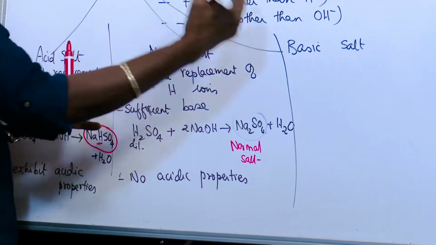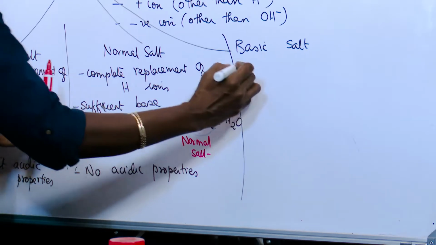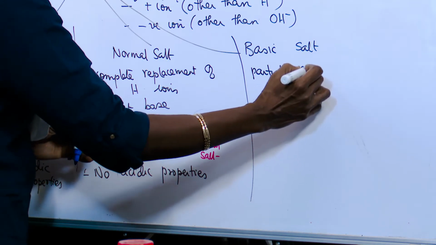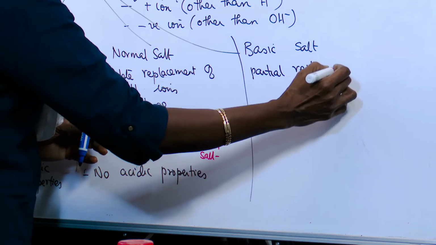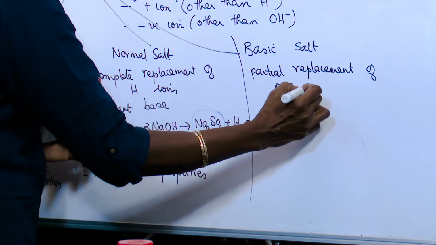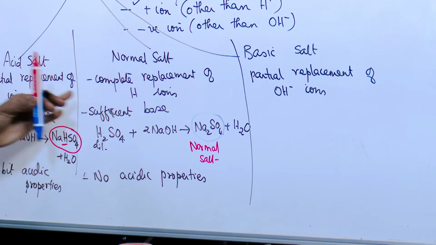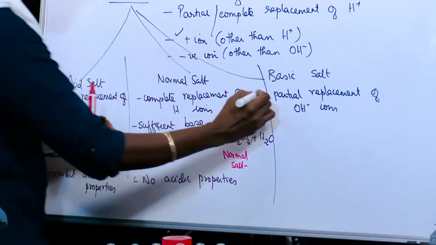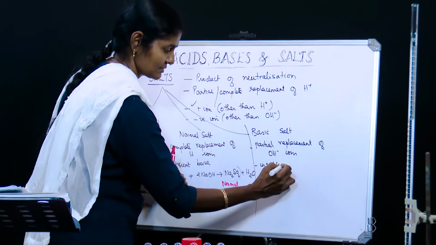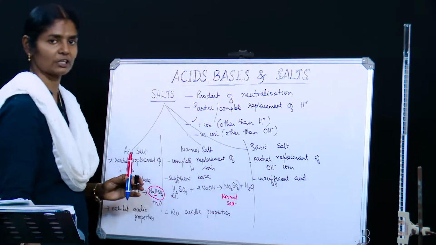This is partial replacement of hydroxyl ions. Okay, this is due to partial replacement of hydroxyl ions, OH ions. When does that happen? Here there is insufficient base, but here there is insufficient acid. So it has not been completely neutralized.